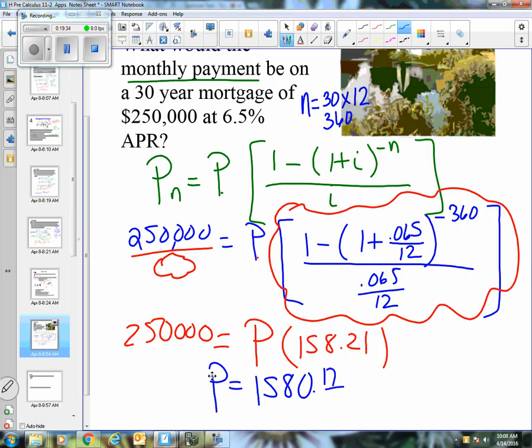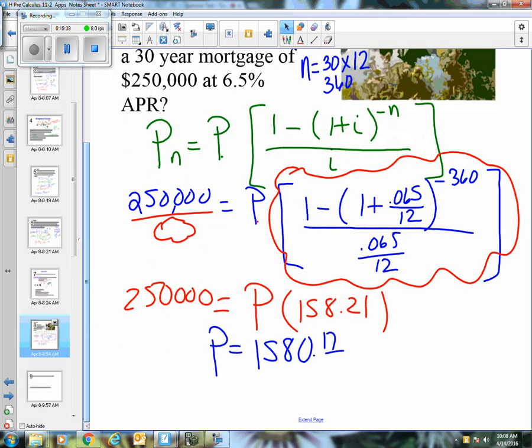$1,580.17. They will round to the nearest penny when they talk about those payments. So when you go online to make your payment, you'll be making a payment of $1,580.17 per month. Think about income that you already have right now, your part-time jobs and everything. That is a lot of money per month to be able to do something like this.